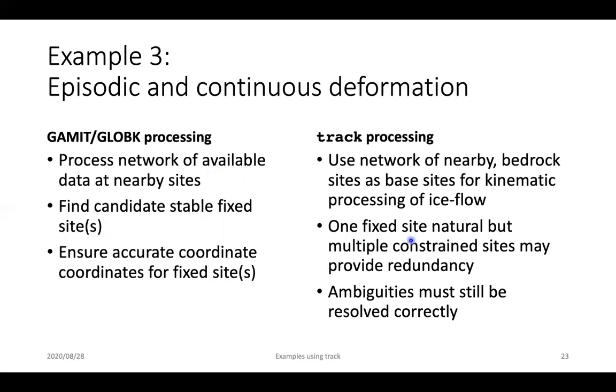One fixed site is the natural way of doing track. Only one site can technically be set as fixed. But as you saw in previous examples, we can actually fix the position of other sites by providing a zero process noise constraint on them. So we can actually have multiple fixed sites, although only one can technically be defined as fixed. The other ones we would have to just add zero process noise. And the ambiguities must still be resolved correctly in order to get the best results.